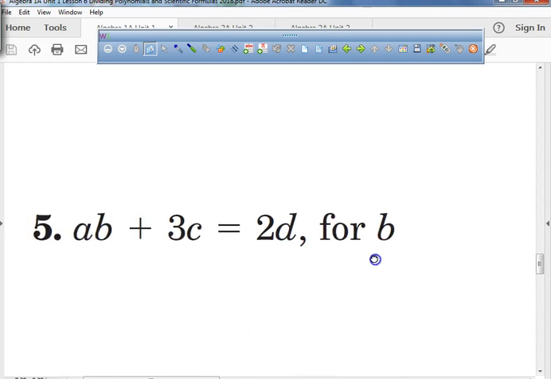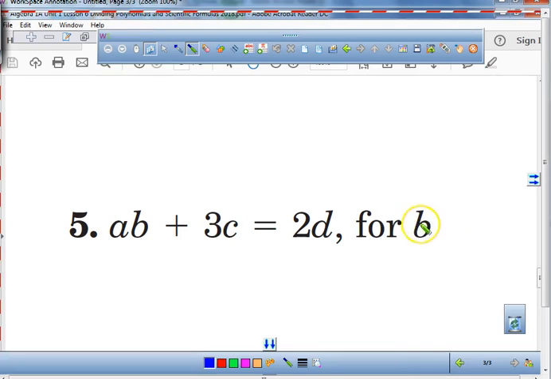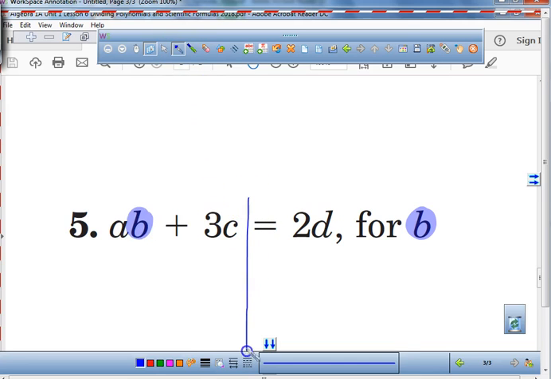Okay. All right, number 5. Ooh, solving for b. Solving for b. This should be very easy. You guys should have this process down now. All right.